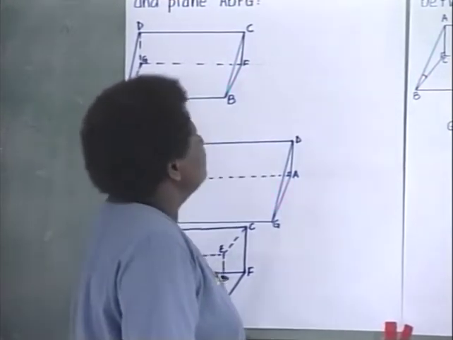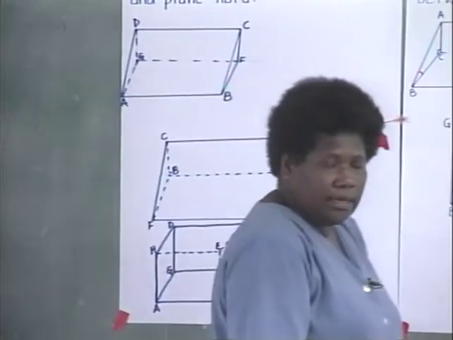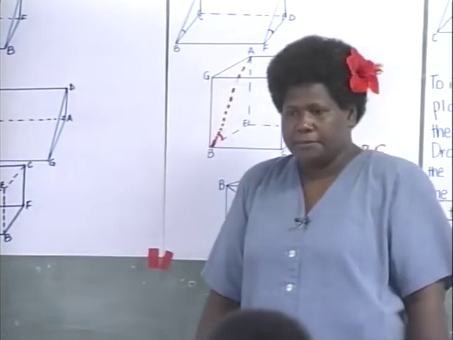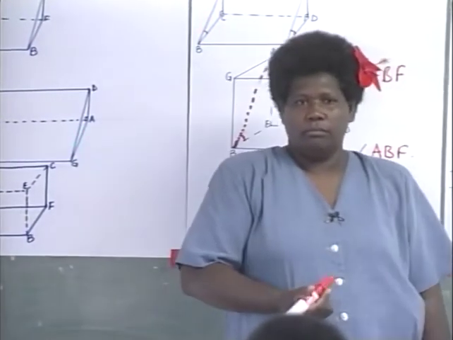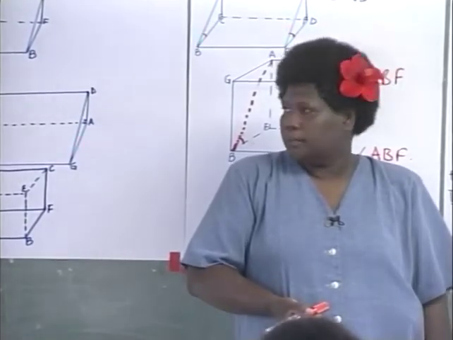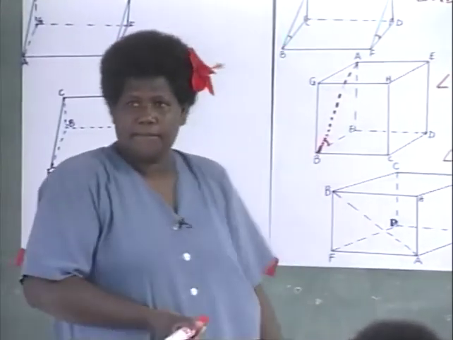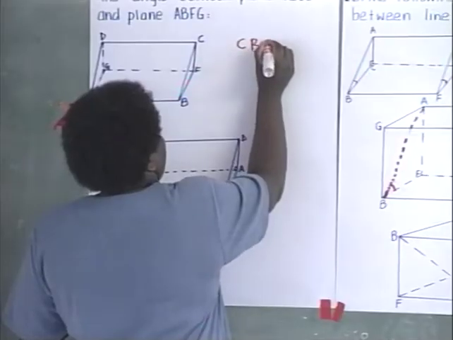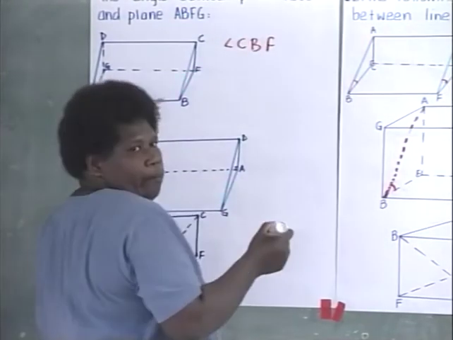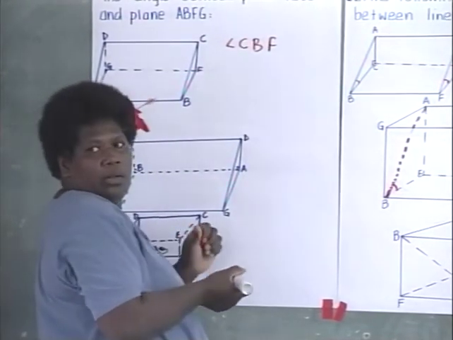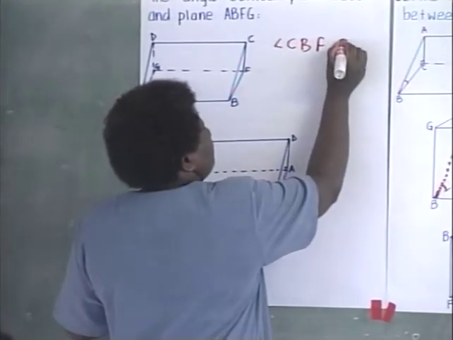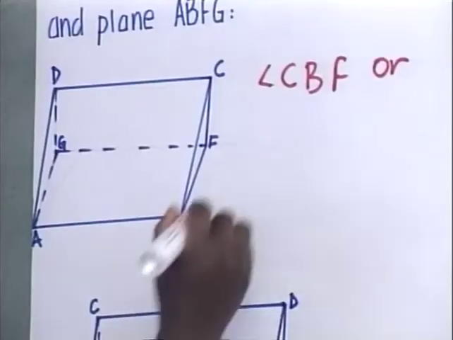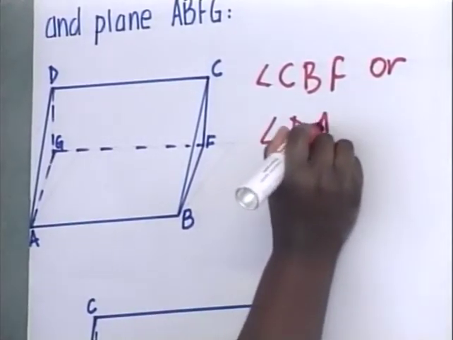Okay, name the angle that is between the two planes. Patrick? CBF. Okay, C, B, F, any others? D, A, G.